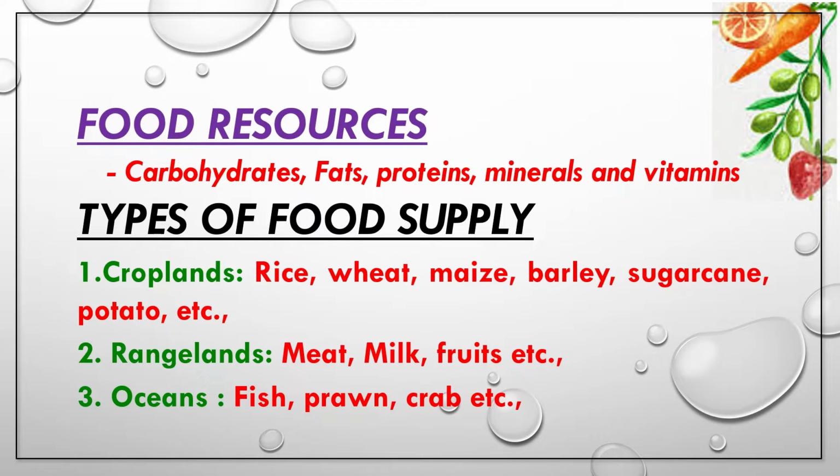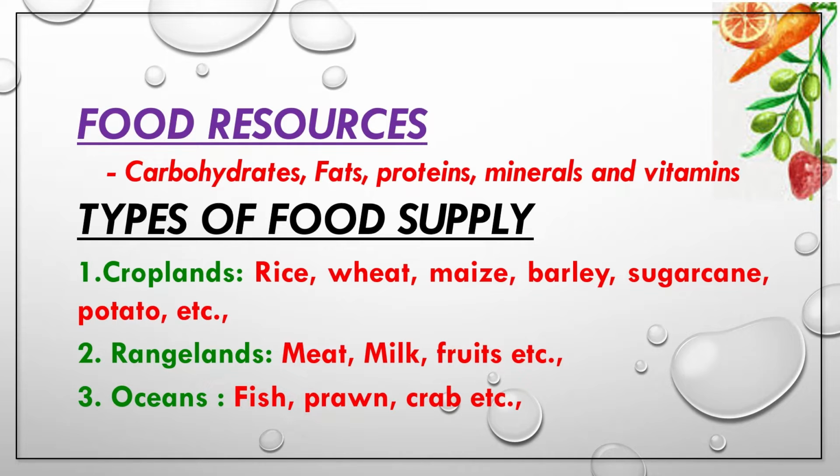The first one is croplands. They mainly produce grains such as rice, wheat, barley, maize, potato, sugarcane and so on. They provide about 76% of the world's food supply. The second one is rangelands. They produce food mainly from the grazing livestock such as milk, meat and fruits. They provide about 17% of the world's food.